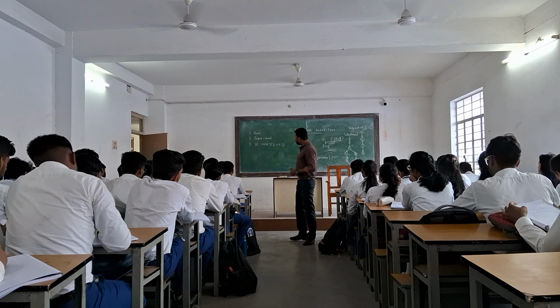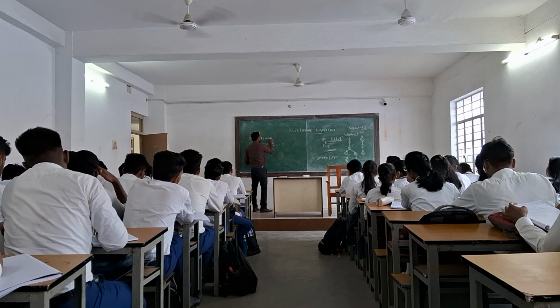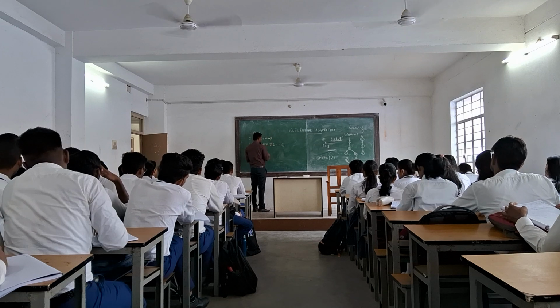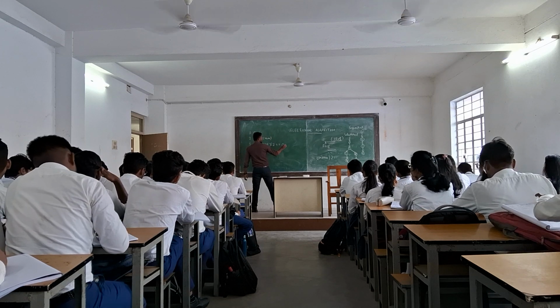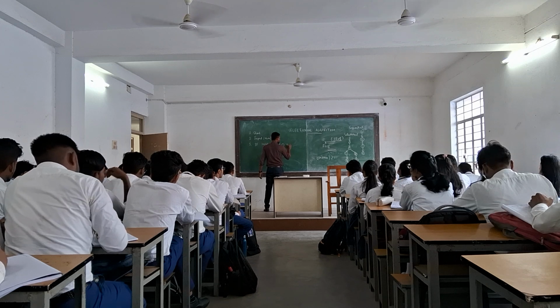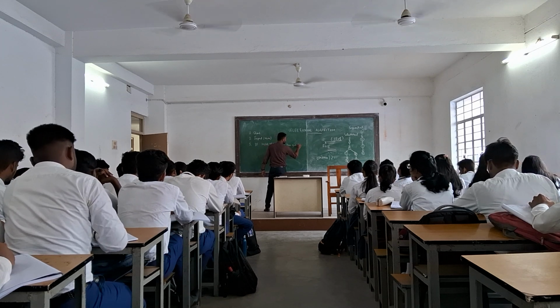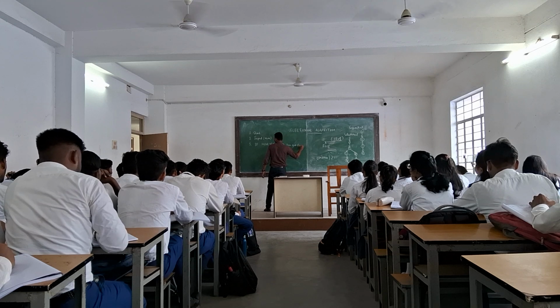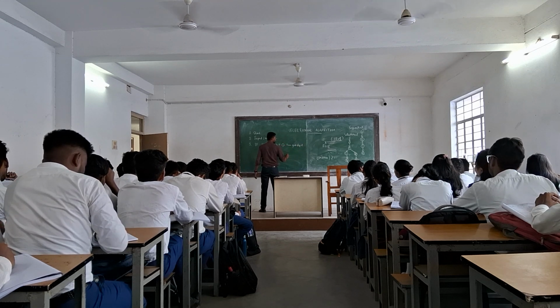So I am writing here: if num mod 2 equals 0, then go to step 4.